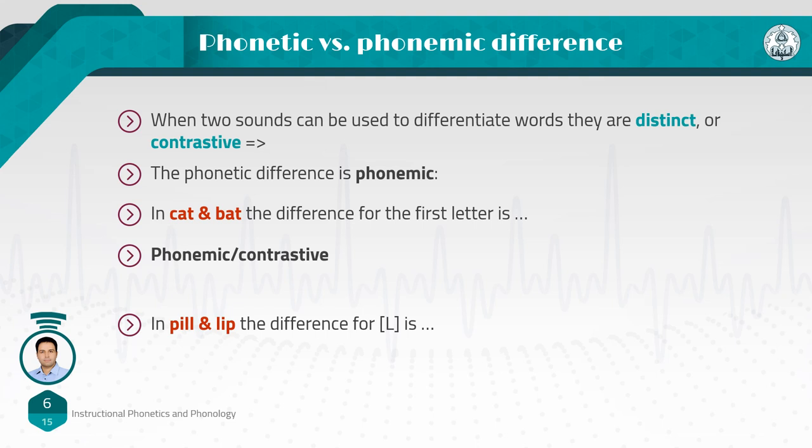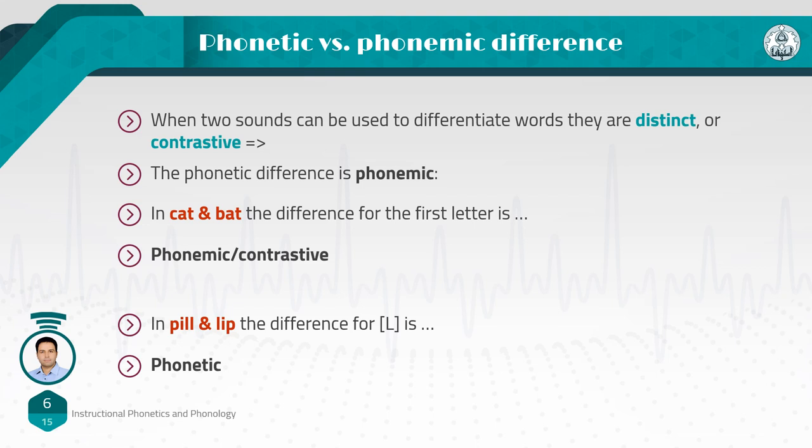Suppose you said the word lip with the L from pill. For example, something like this. Instead of lip, you say lip. We could write this as double L and IP. These two pronunciations are phonetically different here. So here, the difference is phonetic, not phonemic.